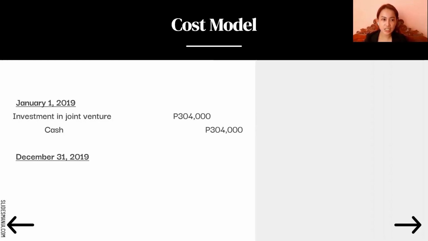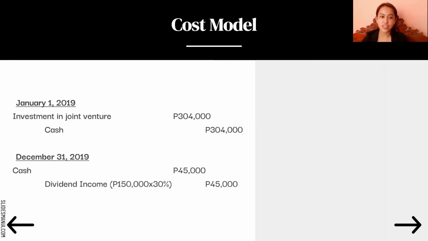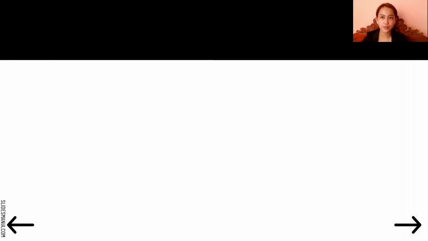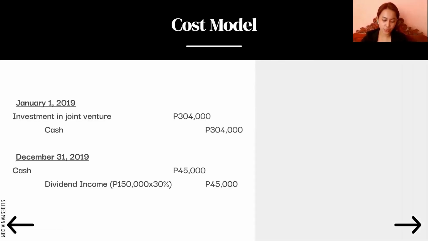The journal entry on December 31, 2019: debit cash amounted to 45,000. Credit dividend income amounted to 45,000, computed as 150,000 times 30%. Under the cost method, the venturer's income to be recognized is the dividend received, whether it comes from pre-acquisition or post-acquisition earnings. Under the equity method, the dividend received is a liquidating dividend and therefore deducted from the investment account.